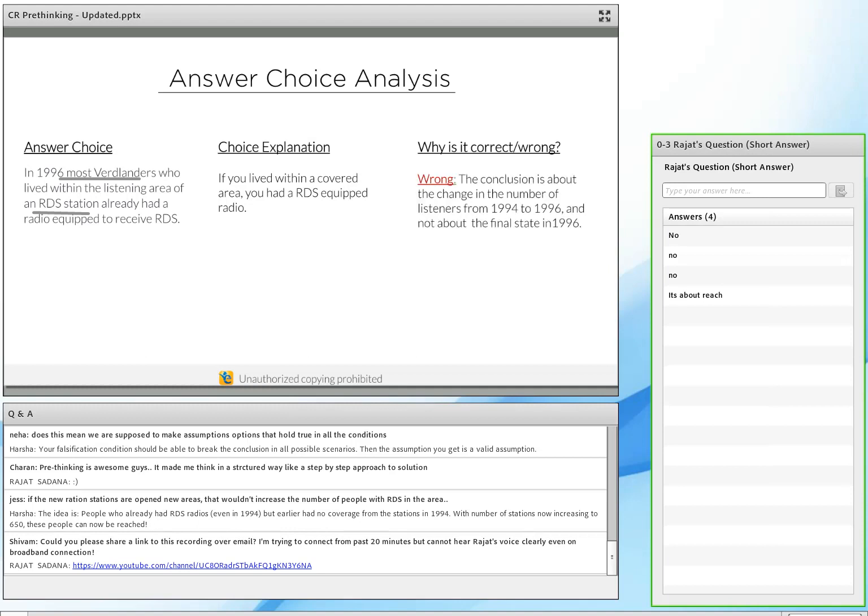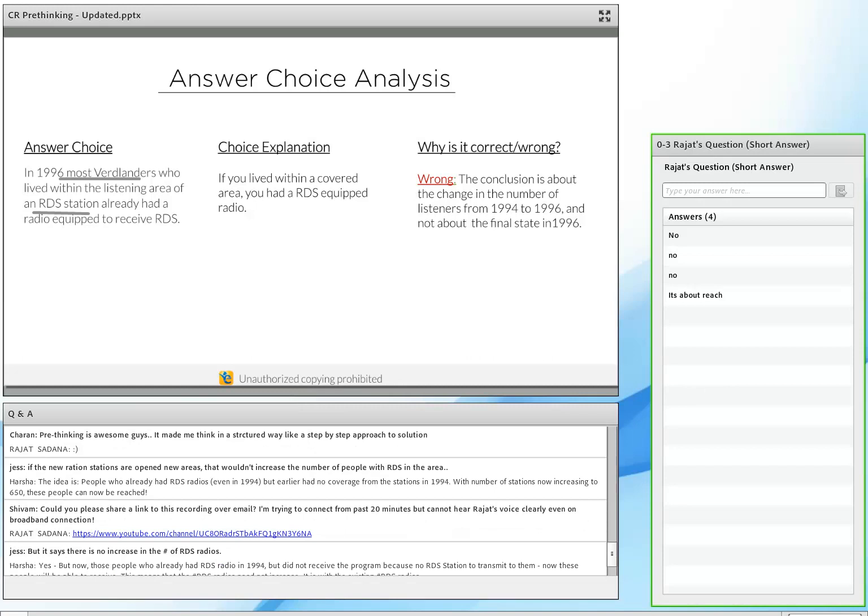And the thing is, it's not required. Why? Because the conclusion is not about the total number of listeners in 94 and 96. It's about the change in number of listeners. Okay, so this does not satisfy my must be true test. This is a great strengthener, not an assumption. And for those of you who don't understand why it's a strengthener, as you go through the strengthen module, you will understand that.